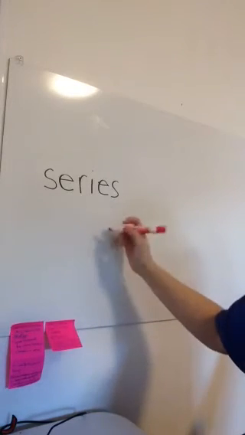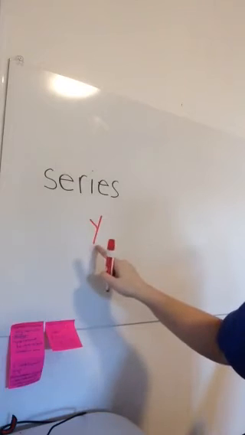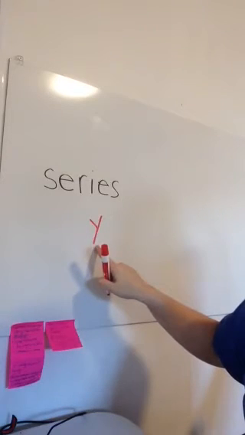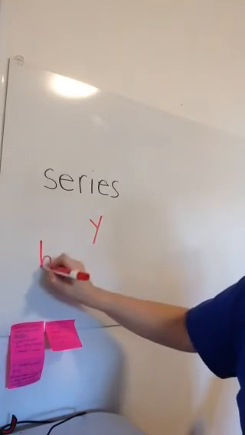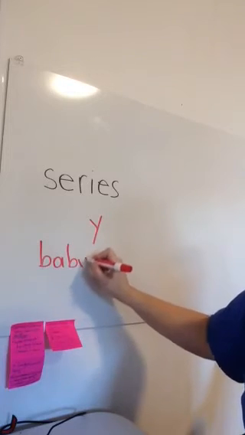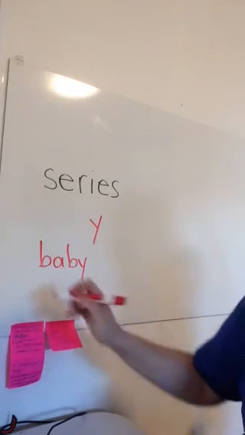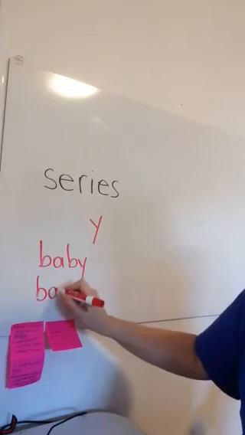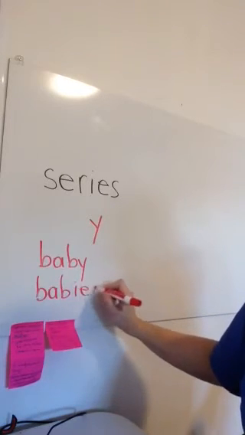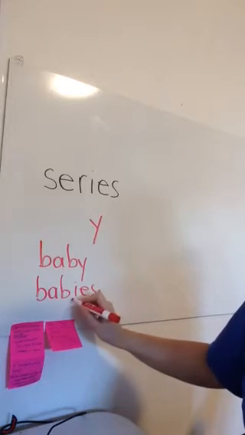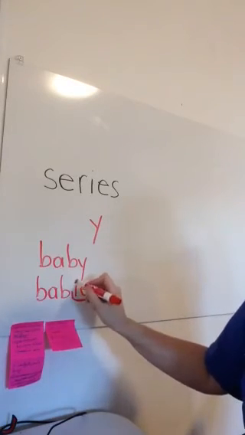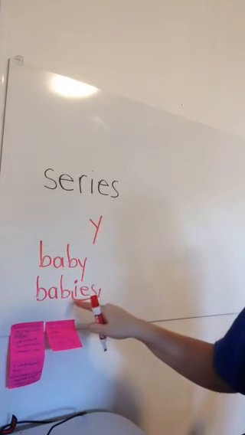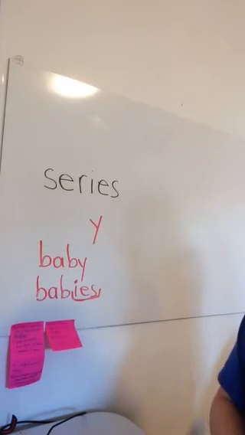What do we know when this letter right here changes to plurals? Let me give you an example. We have one baby, but we have two babies. That becomes the plural, meaning more than one. So babies, this whole thing says ease.